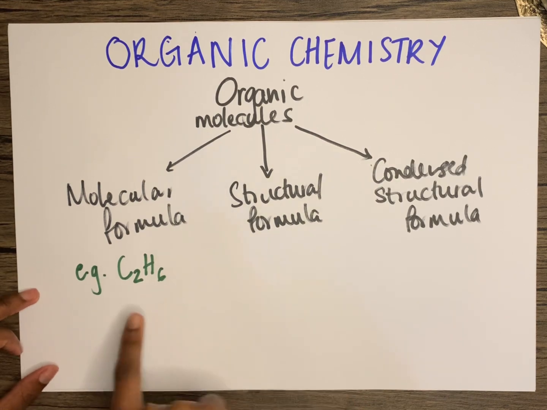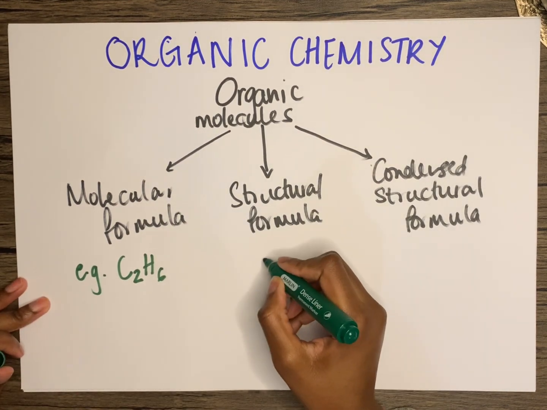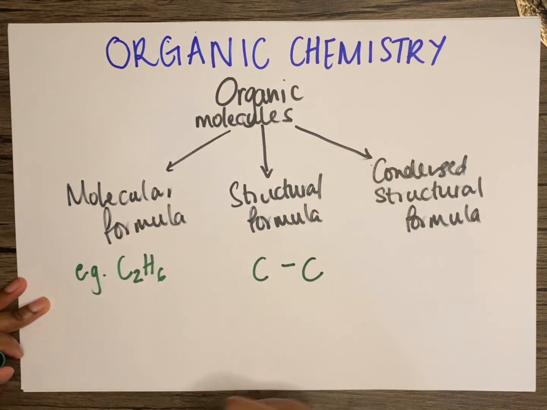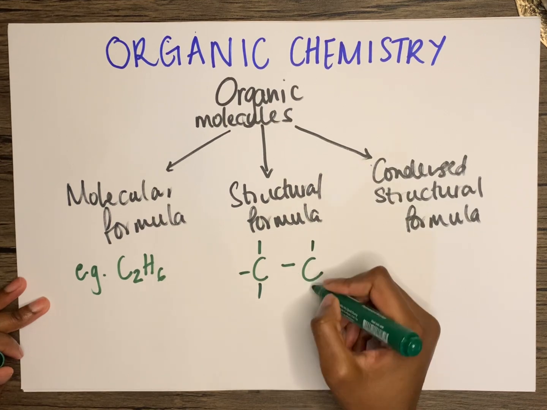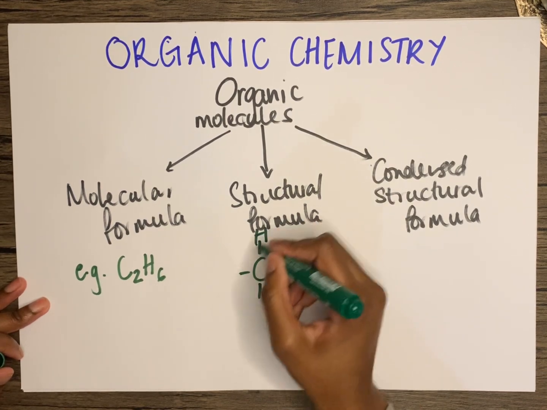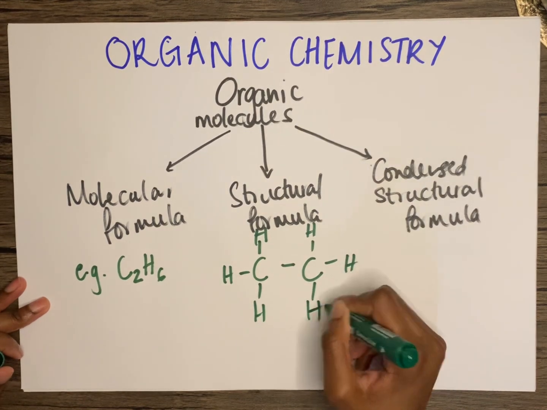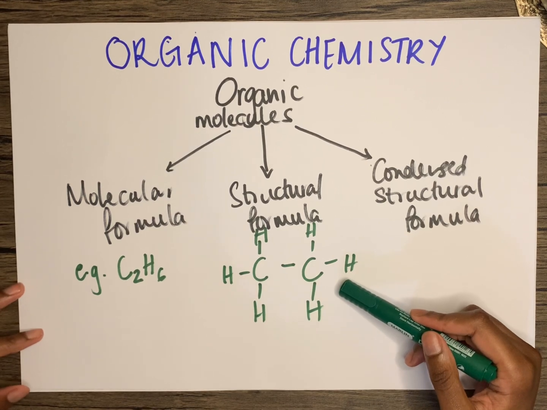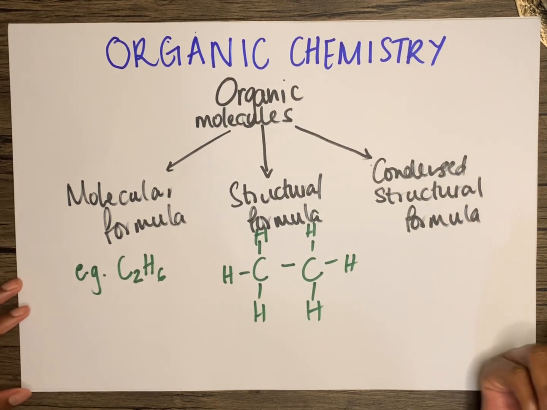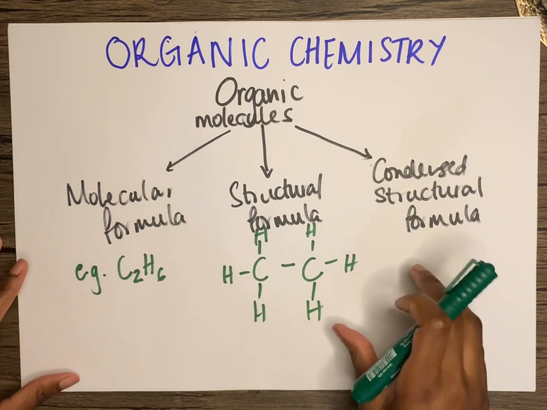So if I was to draw the structural formula for this molecule, it would be 2 carbons, right? And we said how many? 6 hydrogens, right? So this one we call a structural formula, which shows the atoms and the bonds between different atoms in the molecule.